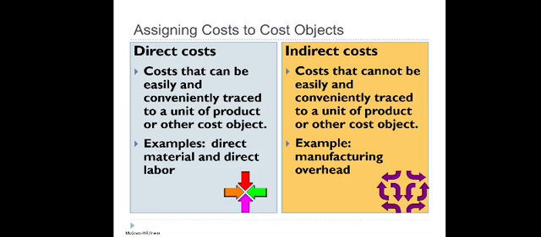Indirect costs are costs that cannot be easily and conveniently traced to a unit of product or other cost object. The example is manufacturing overhead. So indirect costs are costs that you cannot see how they relate with the product. Manufacturing overhead costs are indirect costs.